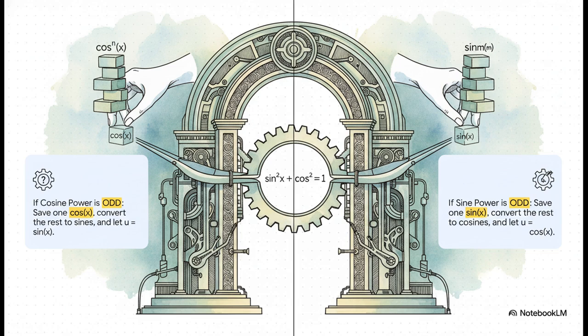You just peel off one factor of that function. That one little piece is going to become your du in a u substitution. Then you use that classic Pythagorean identity, sine squared x plus cos squared x equals 1, to change everything else into the other trig function. It is such a clean and powerful move.